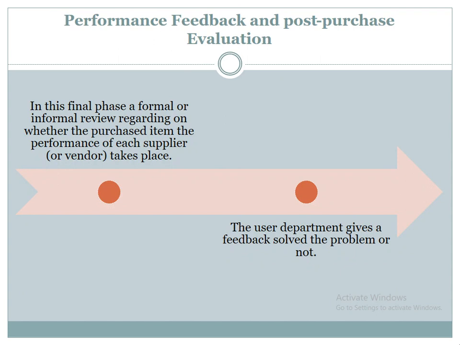Last stage, the performance feedback and post-purchase evaluation. In the final phase, a formal or informal review regarding the performance of each supplier, that is each vendor, takes place. The user department gives feedback on whether the purchased items solve the problem or not. If not, the members of the decision-making unit review their earlier decisions and decide to give a chance to the previously rejected supplier.